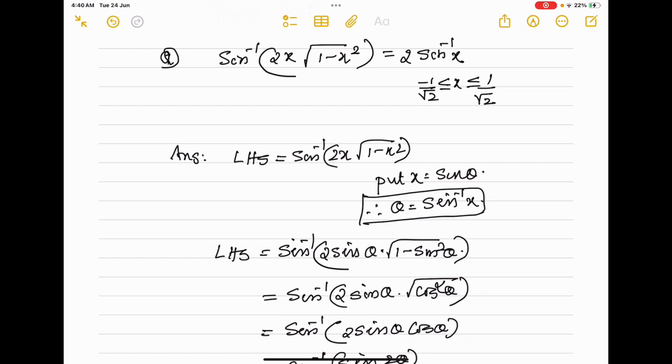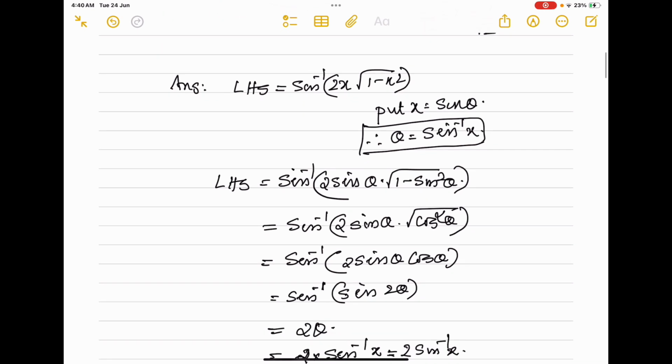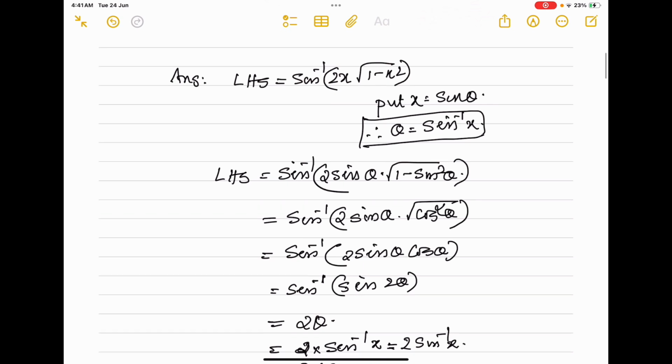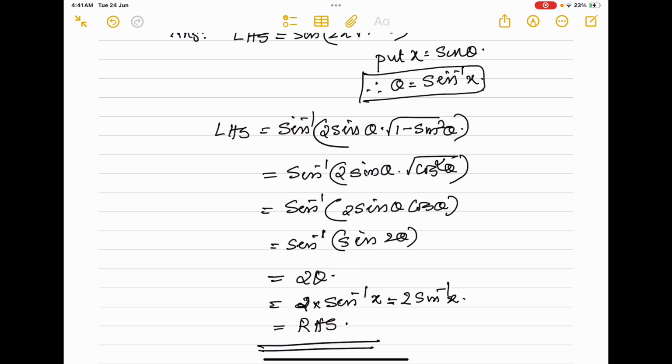That's equal to sin inverse of 2 sin theta root of cos square theta, that's equal to sin inverse of 2 sin theta cos theta. That is sin inverse sin 2 theta, since 2 sin x cos x equals sin 2x. So sin inverse sin 2 theta equals 2 theta, that is 2 into sin inverse x. That's equal to 2 sin inverse x, which is equal to RHS.